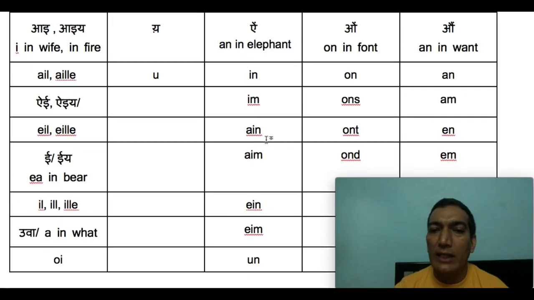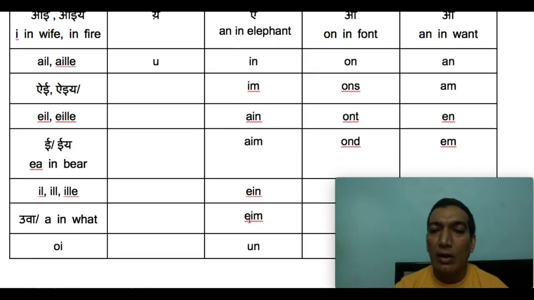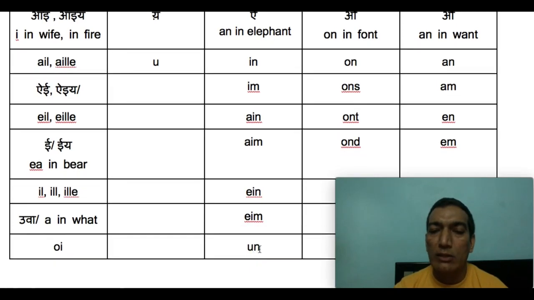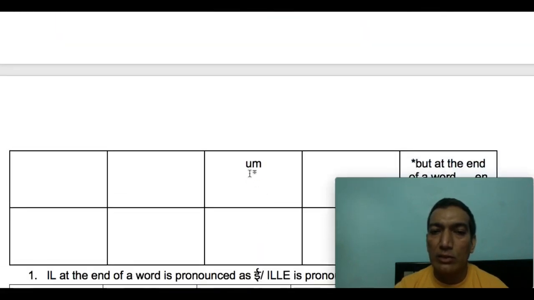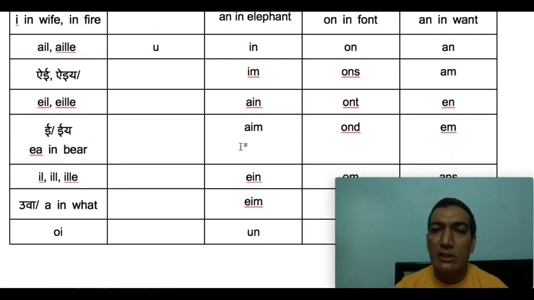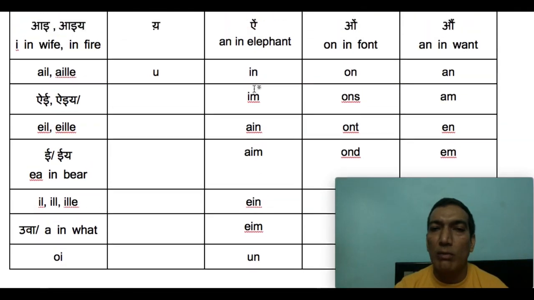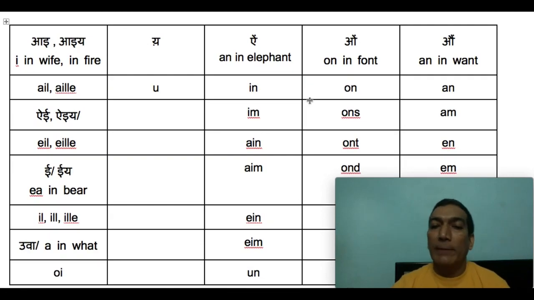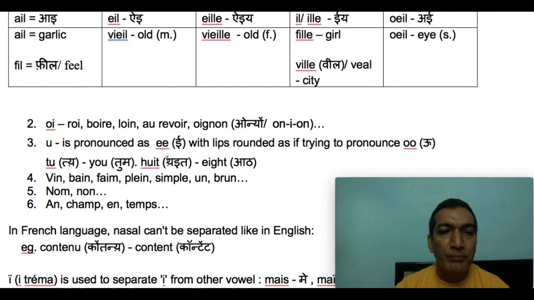Okay, so en and em, they are both pronounced an. Then you have ren. We just learned that re is a, but ren is an. Rem, an. Then you also have un. Un is also an. So whenever you see these combinations, you have to pronounce them as an. Okay, some examples, we'll see here.